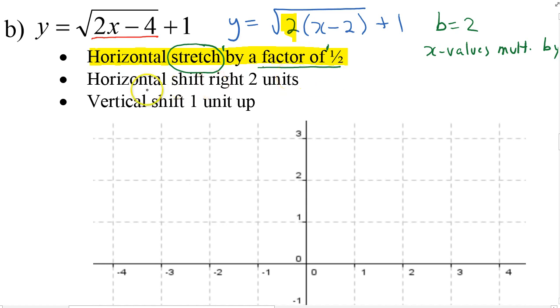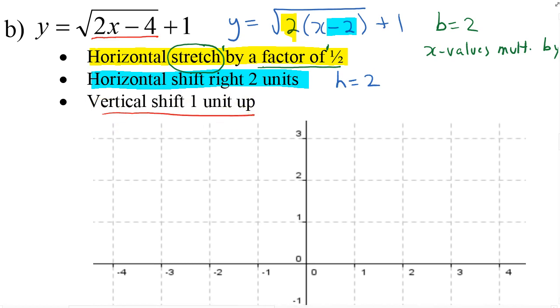The next is the horizontal shift right 2 units. And where does that come from? Well, here I've got this minus 2 piece, and that's where the horizontal shift of 2 units comes from. And the reason for that is that we have our h is equal to 2, right? So if this is negative 2, h is positive 2. If it's positive 2, you're moving to the right. And the last piece is the vertical shift. This is the one out here. Notice it's outside of the radical symbol, so it's a vertical shift of 1 up.